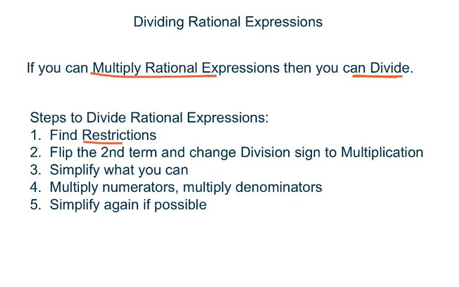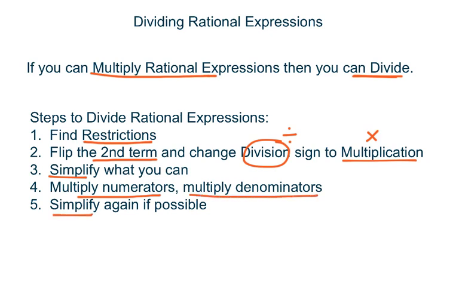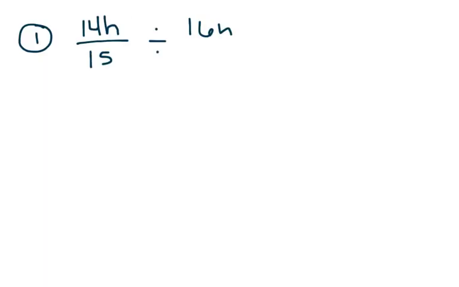So we still want to find restrictions. Then we are going to change that second term. We're going to flip it and change our division sign to a multiplication sign. And then we're doing multiplication. We simplify what we can. We multiply our numerators, then multiply our denominators, and simplify if there's anything left to simplify. So let's go ahead and get busy and do some examples.